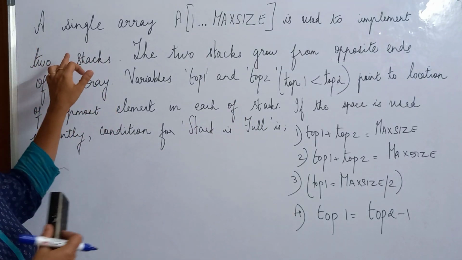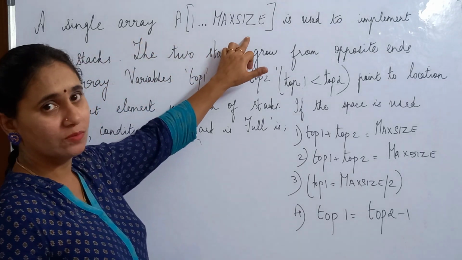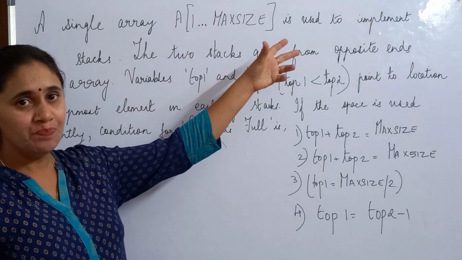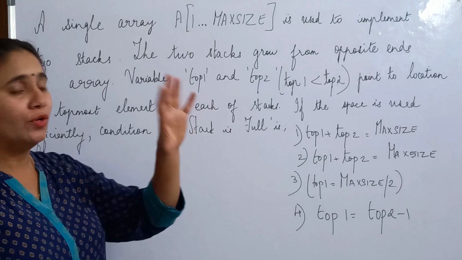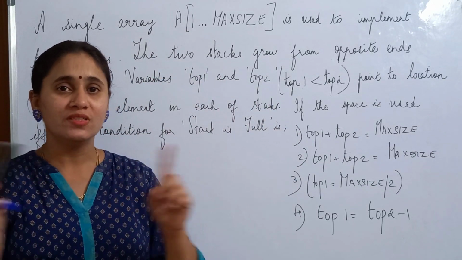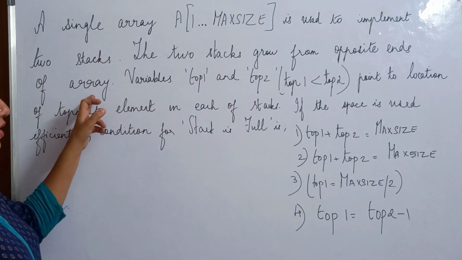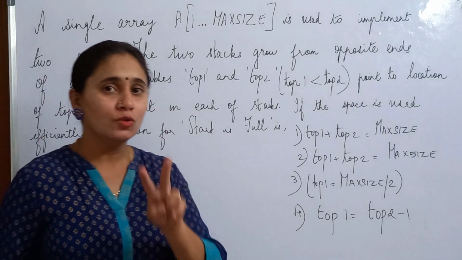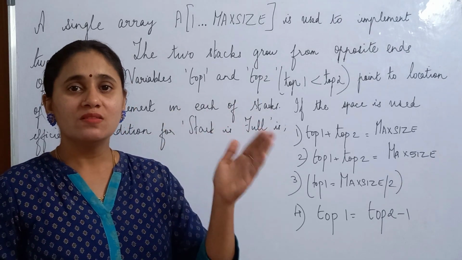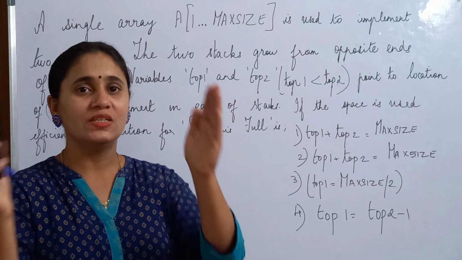Now see the problem. A single array A of 1 to max size is given. It is used for implementing two stacks. That is, we are going to use an array structure, and in that array you are going to implement stacks. An array is going to hold two different stacks. The two stacks grow from opposite ends of the array. So we are going to implement two different stack data structures in a single array. While inserting the elements, the pointers of both the stacks grow in opposite directions.